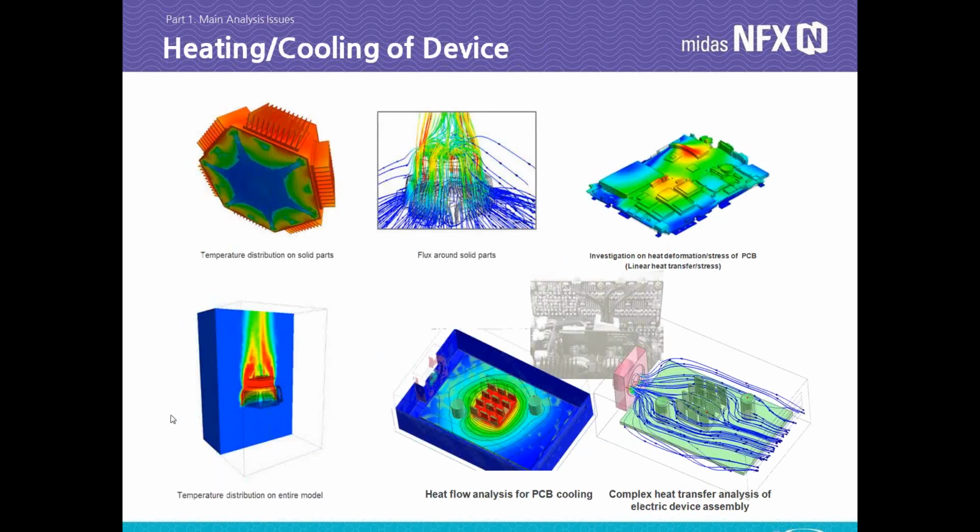Then another type of problem is the heating or cooling of devices. Mainly we are analyzing electronic and electric devices. Here you have some examples of LED equipment, natural convection, and PC board cooling. So you have a fan and you want to know the cooling rate of your PCB. And then you can export the temperature to your structural model to get the deformation due to the temperature, for example. So this can be done as well.